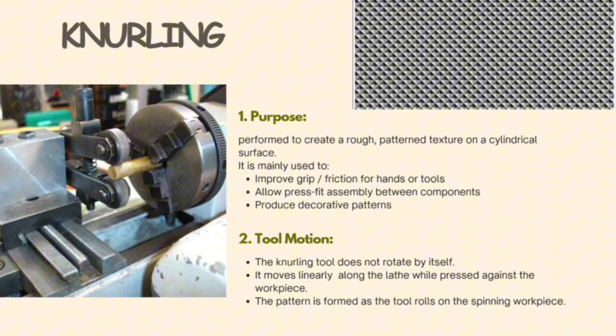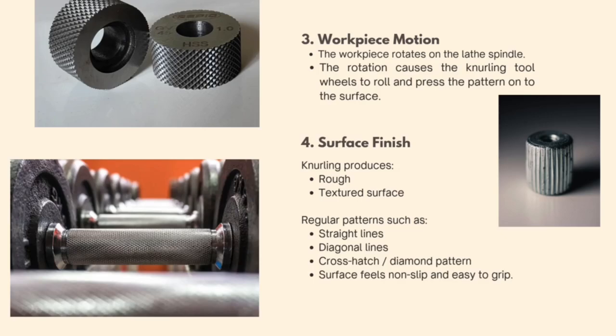2. Tool motion. For tool motion, the knurling tool does not rotate by itself. Instead, it moves linearly along the lathe while pressed against the workpiece, and the pattern is formed as the tool rolls on the spinning workpiece. Next, I will explain the workpiece motion. The workpiece rotates on the lathe spindle. This rotation causes the knurling tool wheels to roll and press the pattern onto the surface. So, the pattern is formed mainly because of the spinning motion of the workpiece.